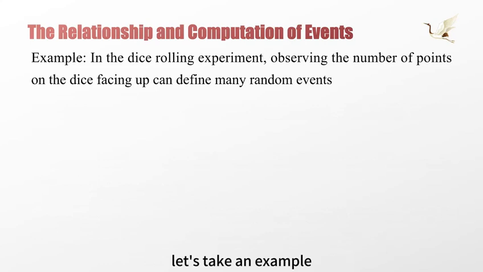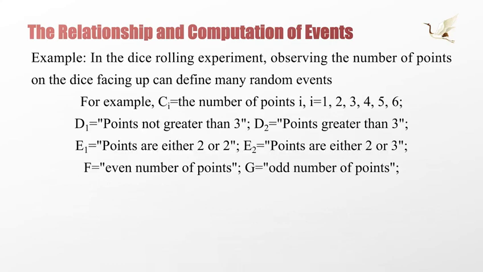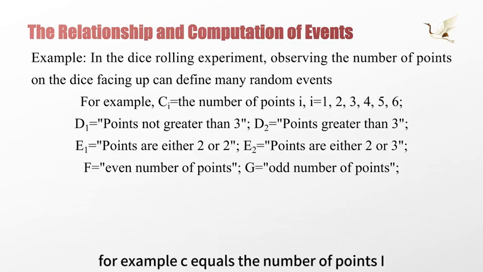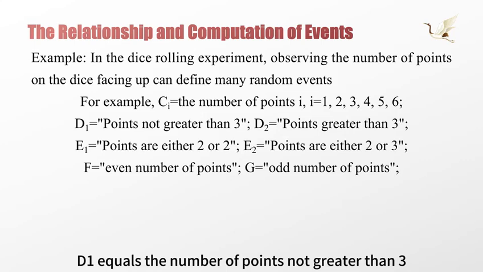Let's take an example. In the experiment of throwing a dice, observing the number of points on the face pointing upwards, we can define many random events. For example, C equals the number of points i equals 1, 2, 3, 4, 5, 6. D1 equals the number of points not greater than 3.